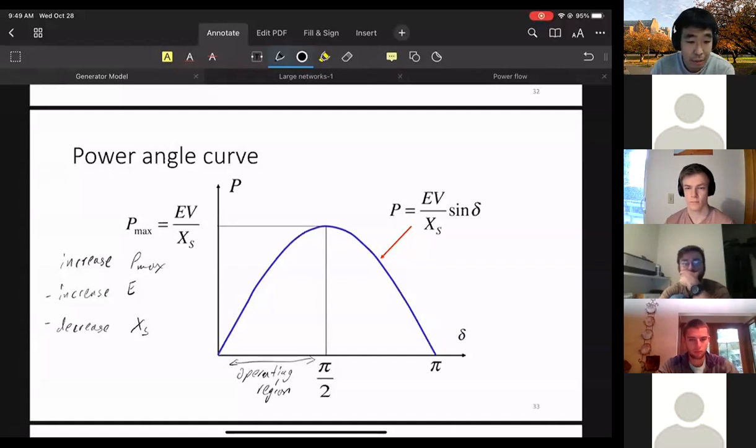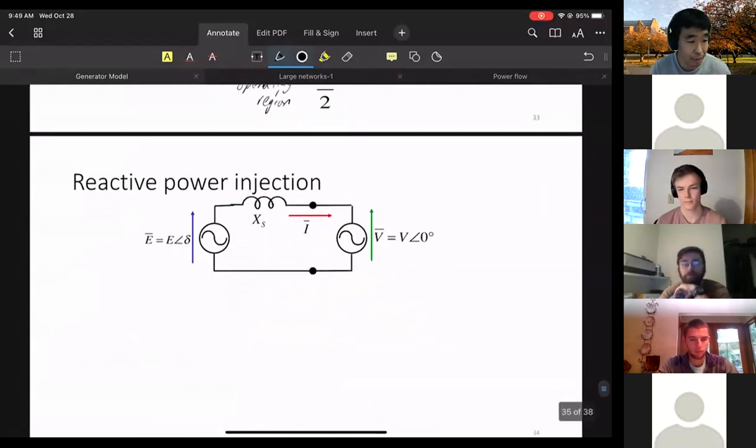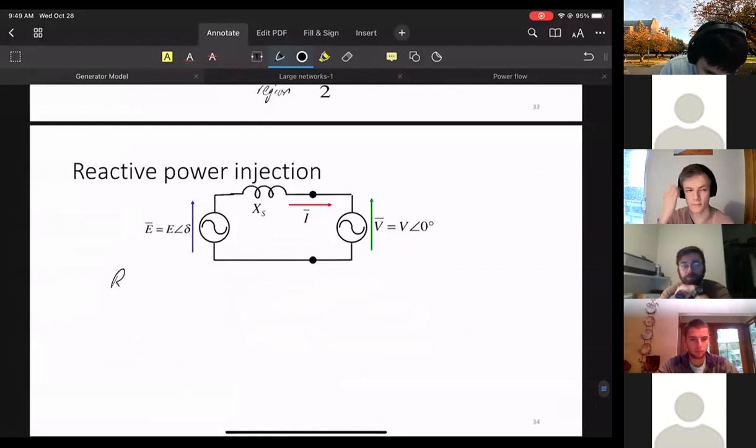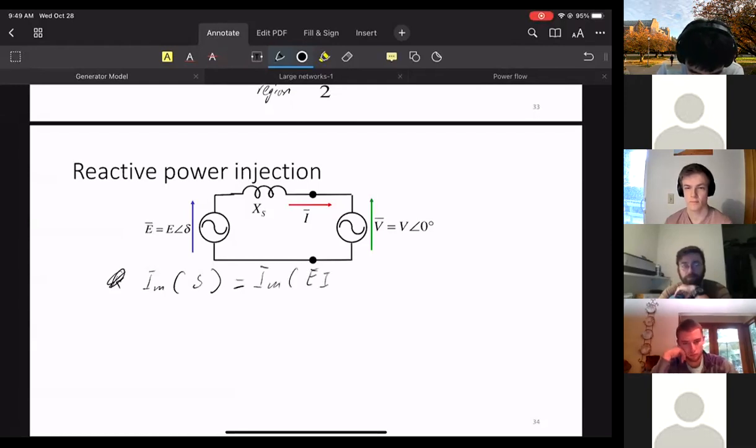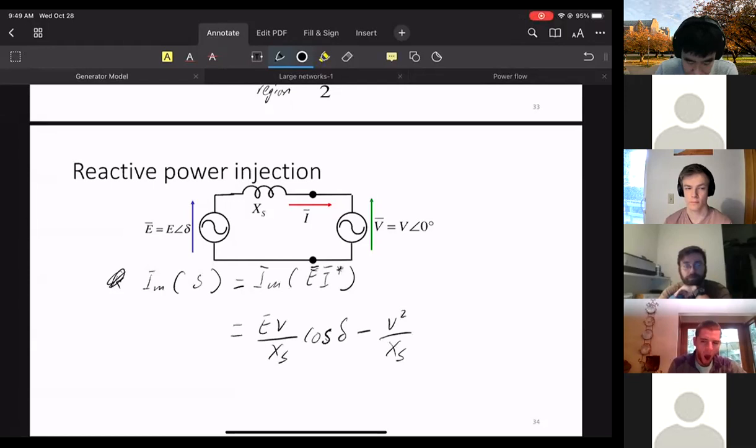We can also look at the reactive power generated by this. Instead of looking at the real part, we look at the imaginary part of S, which is the imaginary part of E I star. If you do some calculation, what we have is E V over XS cosine delta minus V squared over XS. This is what we have for reactive power.